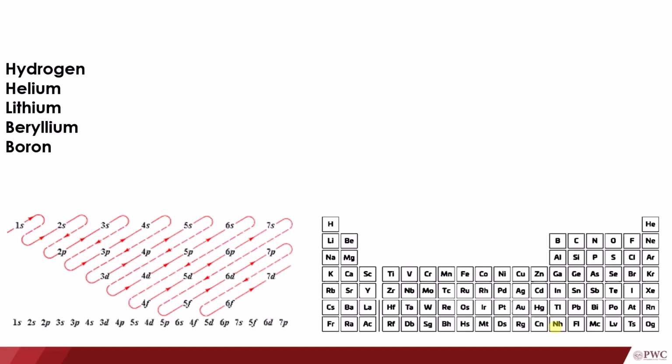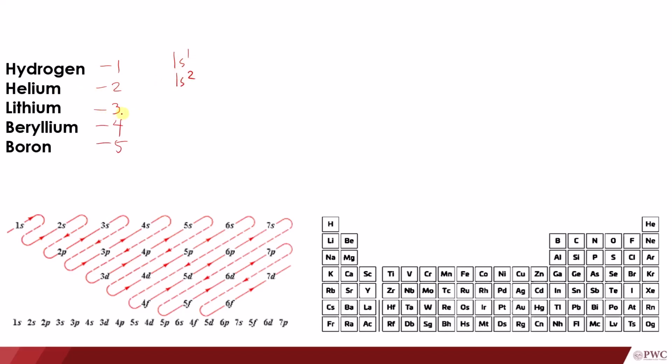Let's discuss the electron configuration of the following elements. We have hydrogen, atomic number 1, which means 1 electron, helium 2, lithium 3, beryllium 4, and boron 5. So the electron configuration of hydrogen is 1s1. Then for helium, we have 1s2.